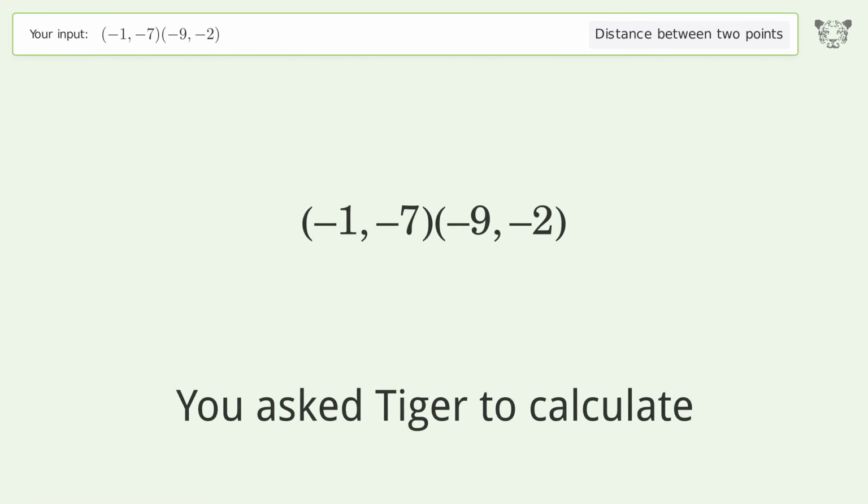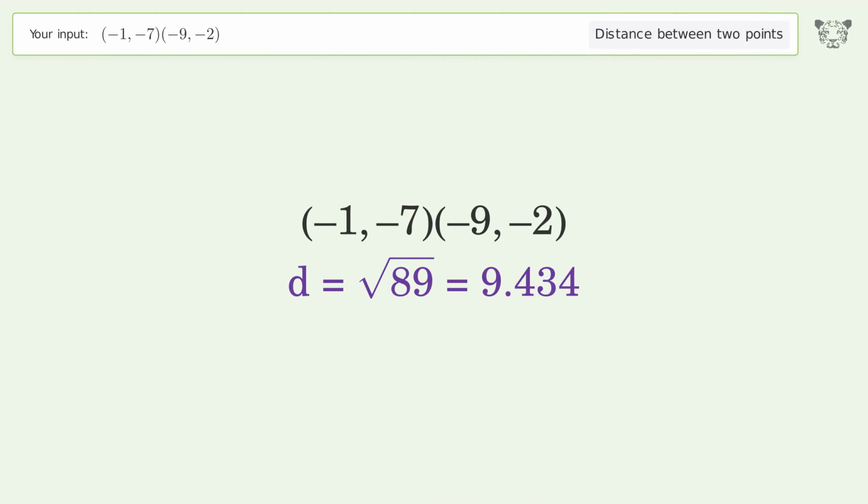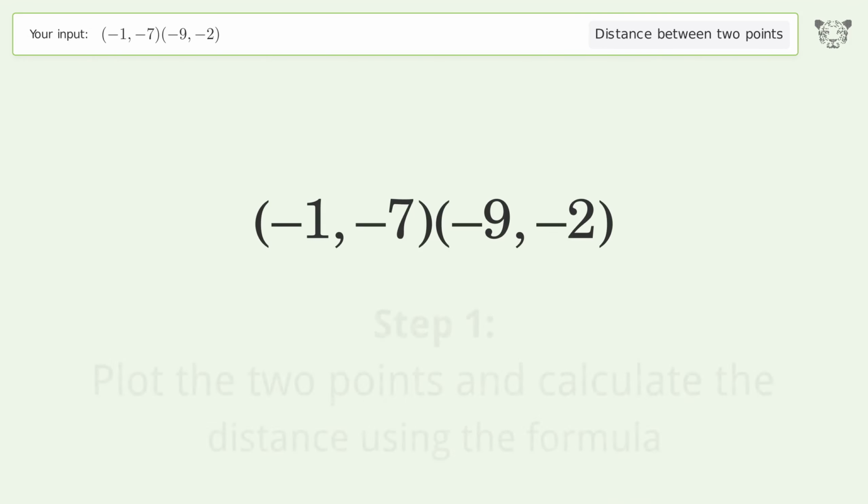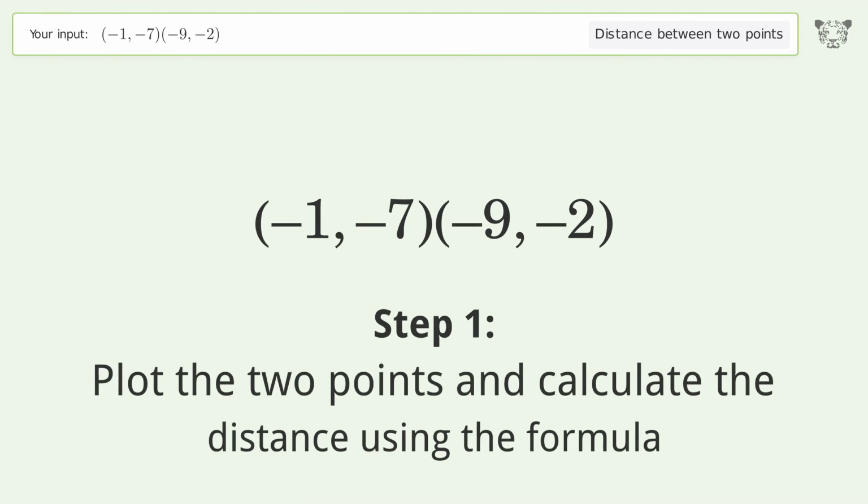You ask to calculate the distance between 2 points. The distance between the 2 points is the square root of 89, or 9.434. Let's solve it step by step. Plot the 2 points and calculate the distance using the formula.